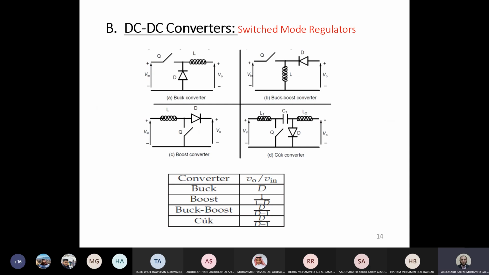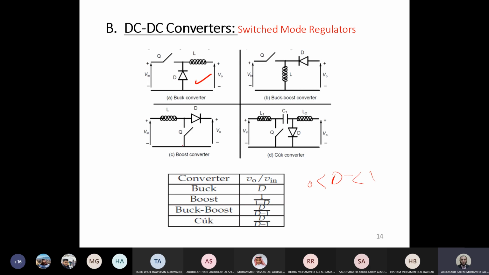For the switched mode regulators, we have four well-known topologies. One is called the buck converter. It's used as step down, and the relation between V out and V input is D. And all of the time, D is between 0 and 1, which means this converter will be a step down converter.